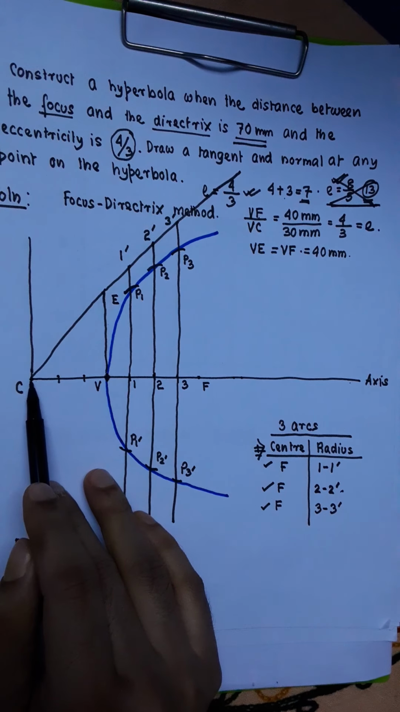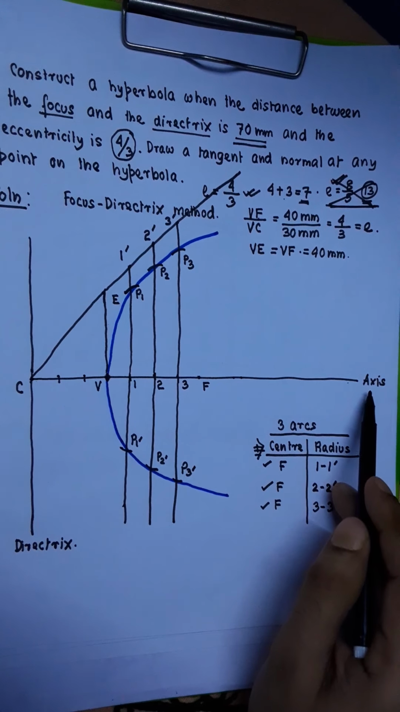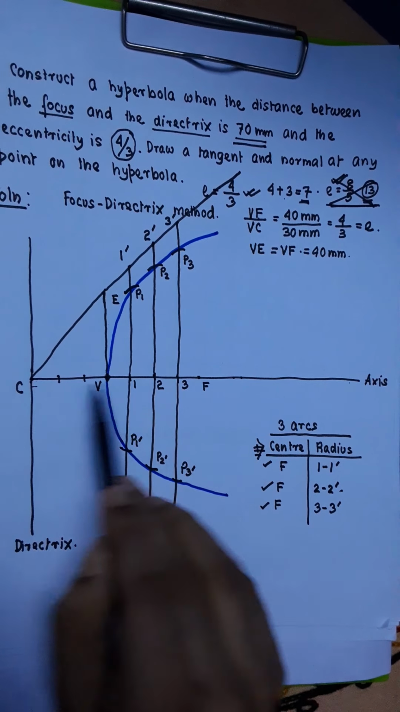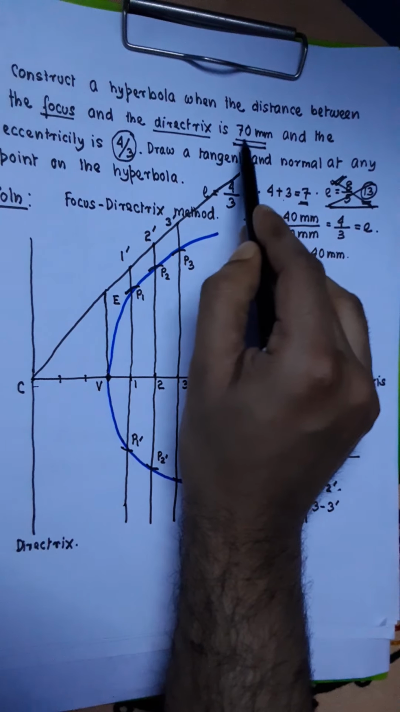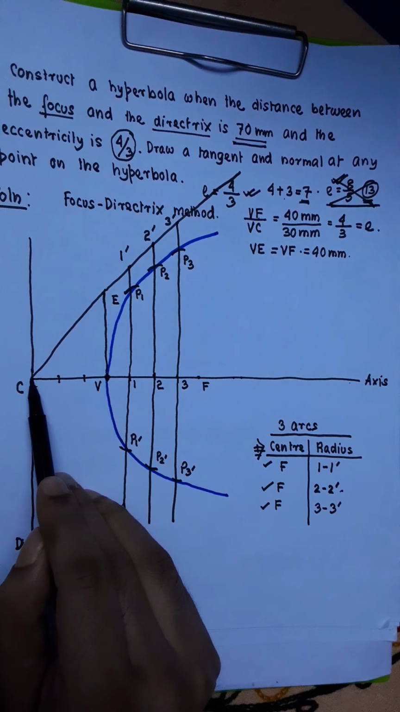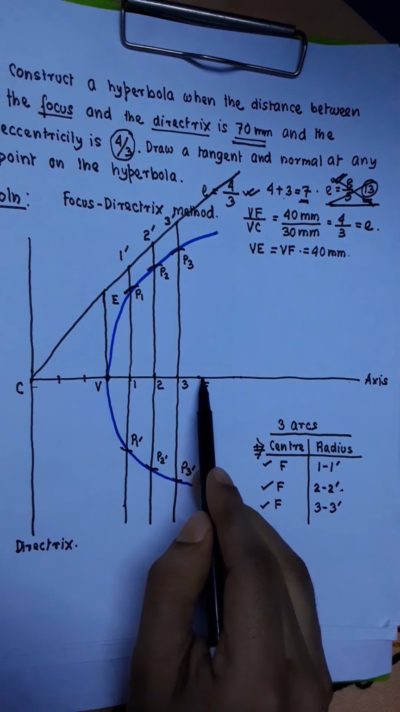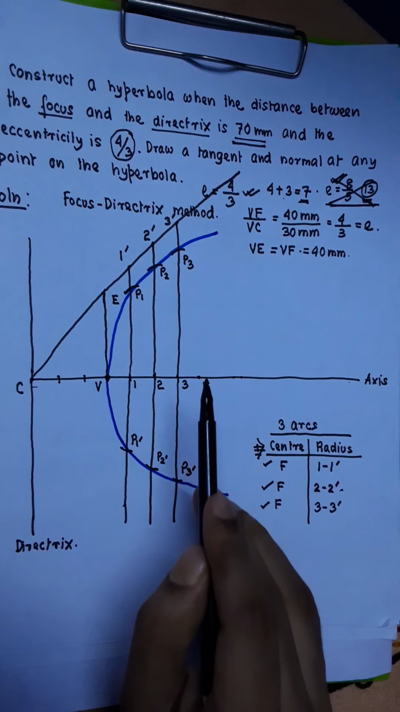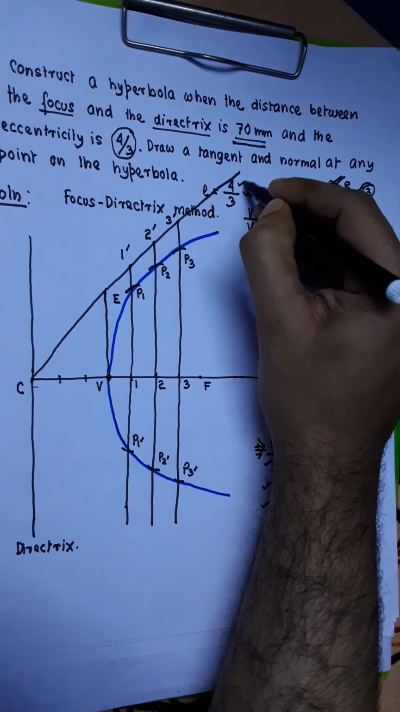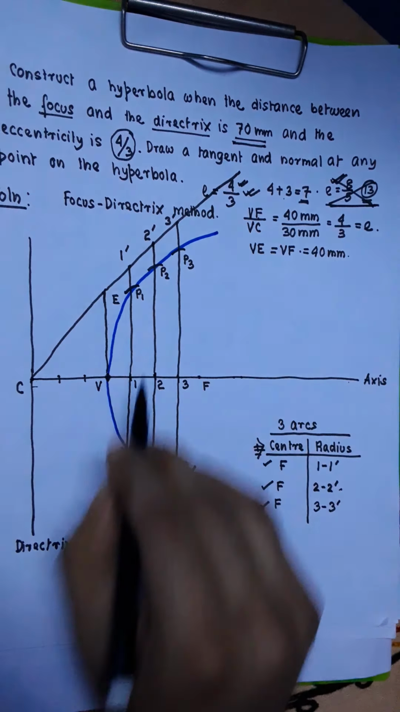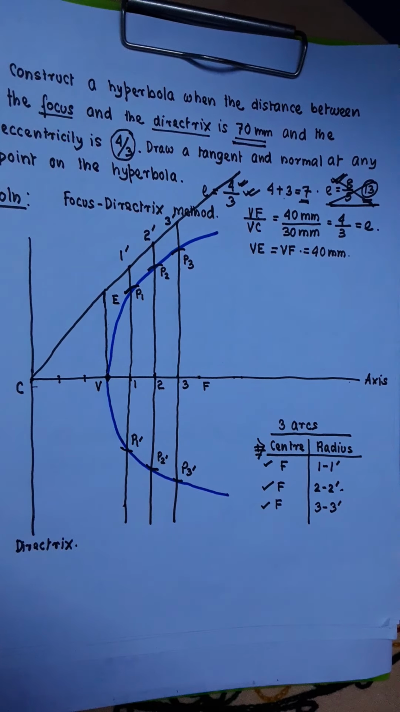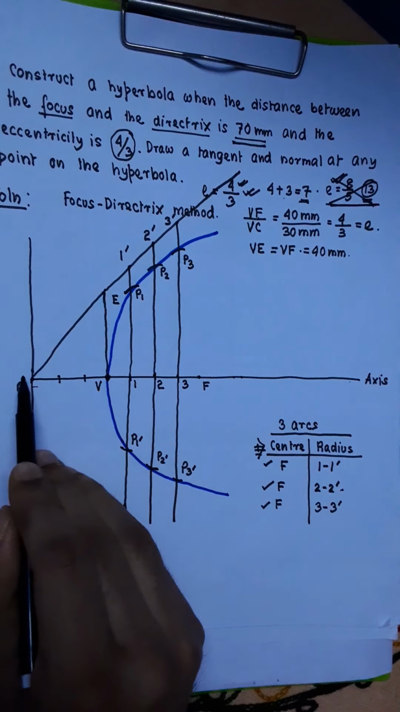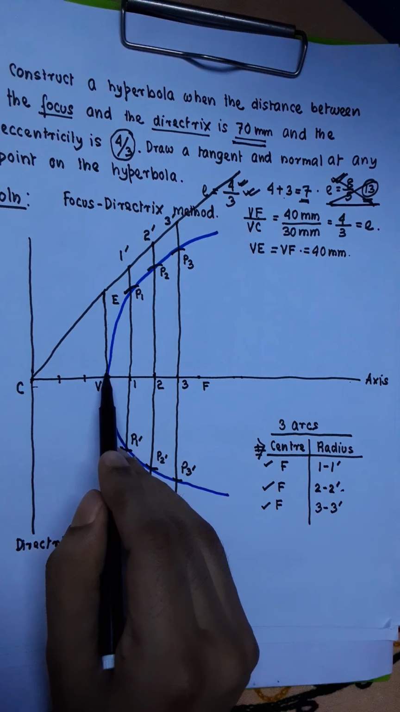Then we draw another line which was perpendicular to the directrix and we called it the axis. Then we located the focus F at a distance of 70 mm from the directrix according to the value provided in the question. So from the directrix you move along this axis by a distance of 70 mm to locate the focus F. Then what we did was we divided the length CF into 7 equal parts because of the typical eccentricity value being 4/3. And then in order to satisfy the eccentricity value, we chose the vertex of the hyperbola at the 4th division from the focus side or at the 3rd division from the directrix side.